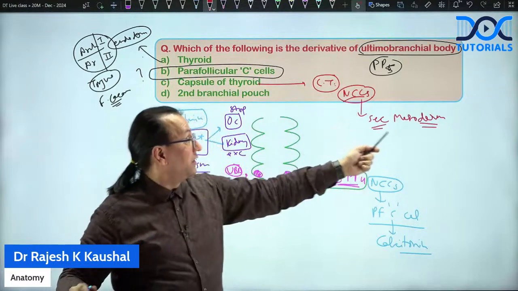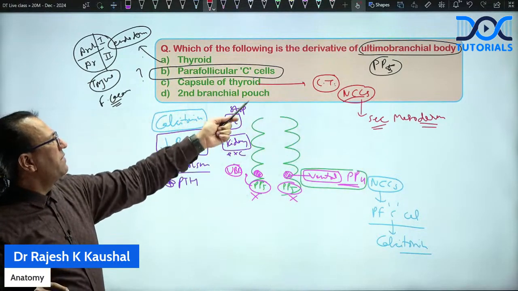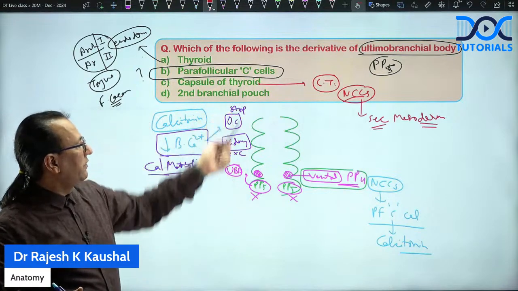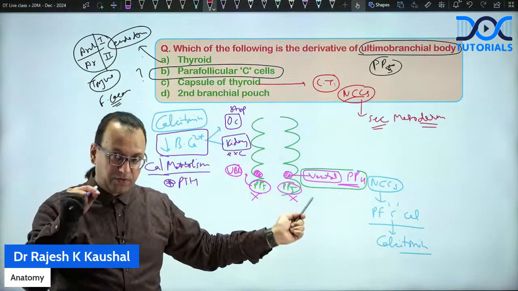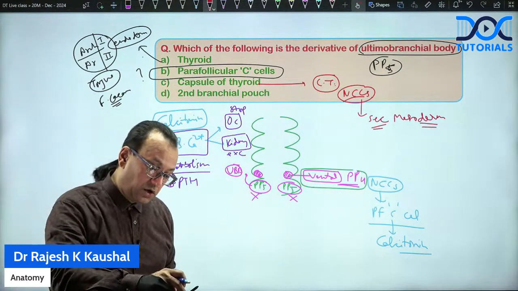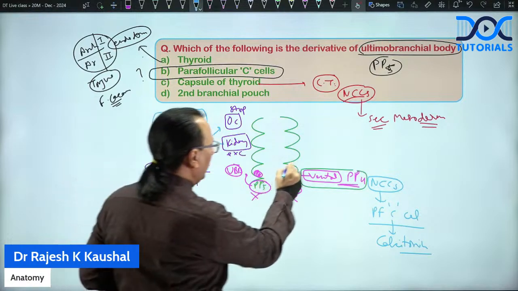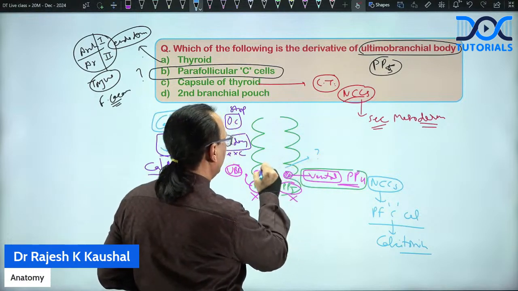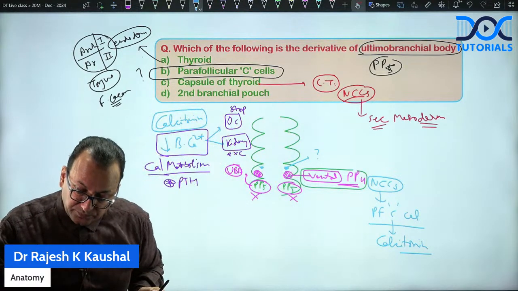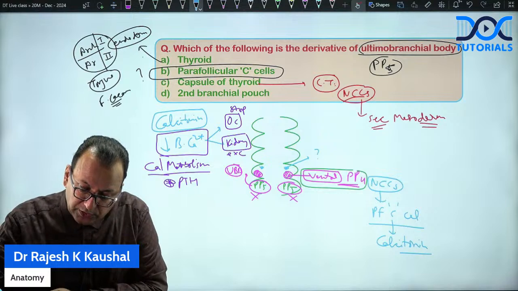Be careful about that. What about the second branchial pouch? Second branchial pouch has nothing to do with the ultimobranchial body, because it is related with the fourth pouch and ventral. If fourth pouch ventral, then what is fourth pouch dorsal? What will come from the dorsal side? Can you tell me in the chat? Remnant of fifth pouch.